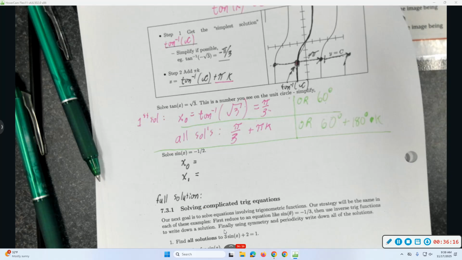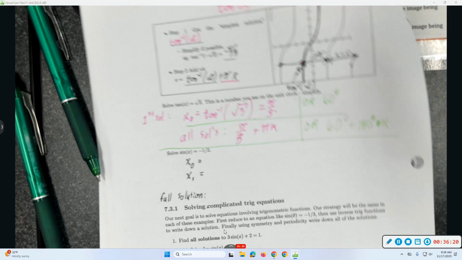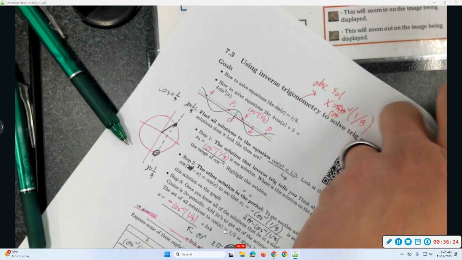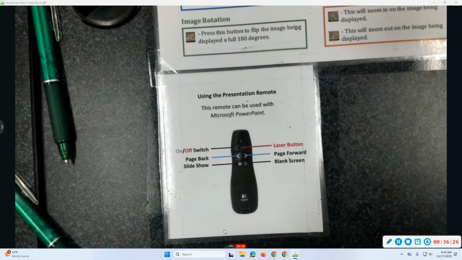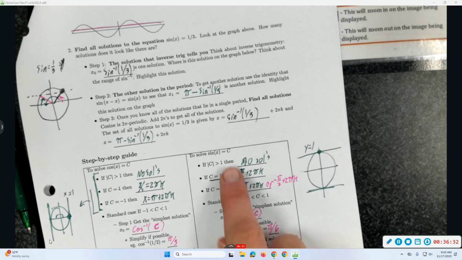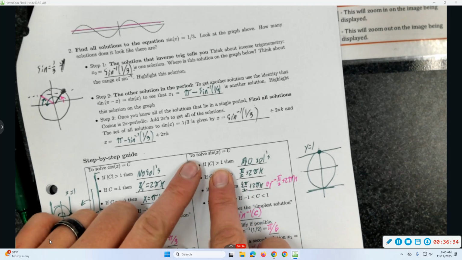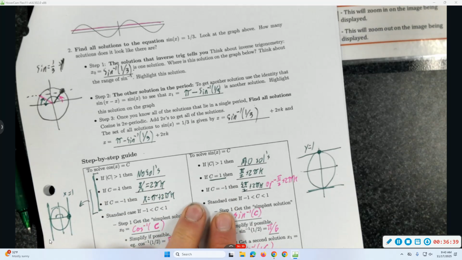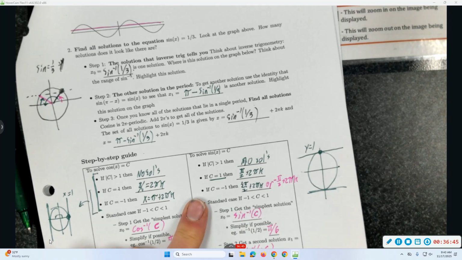Cool. Let's start going through the plan. I'm going to flip back to the previous page so you can see the algorithm later. So let's see. I want to set it equal to negative a half and solve. That puts me in not the weird case. So I'm in the normal case. So step one is the simplest solution, just inverse sine of whatever that number is.